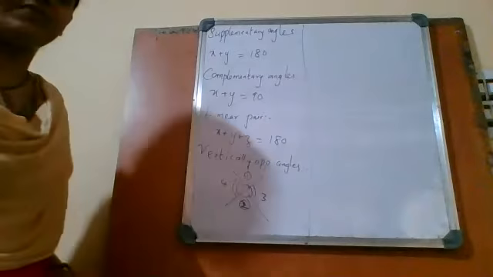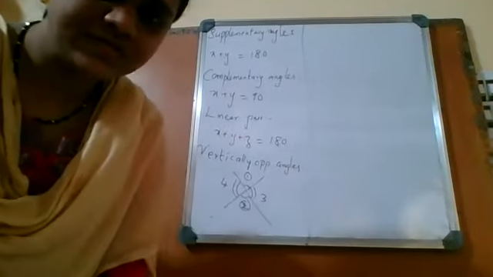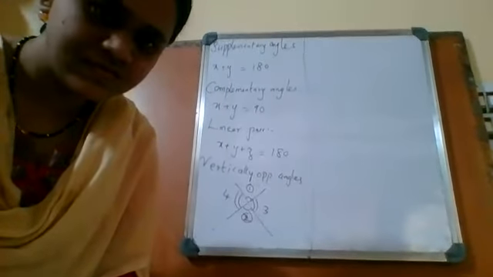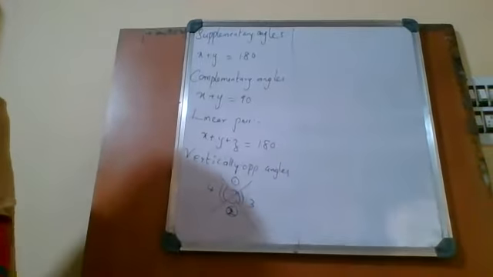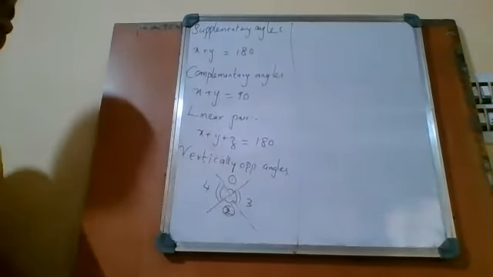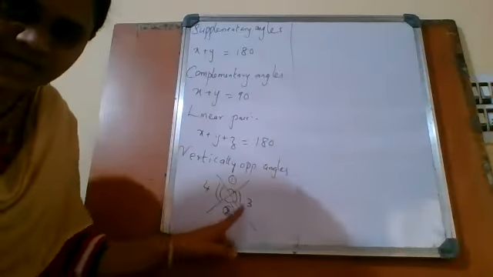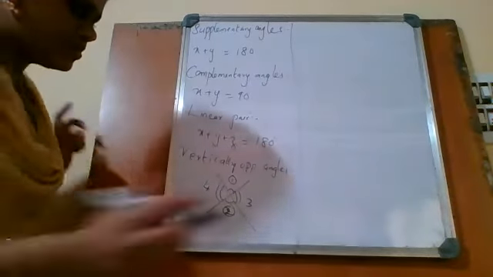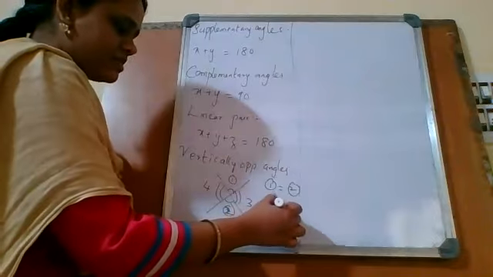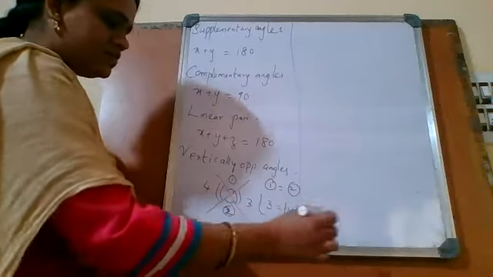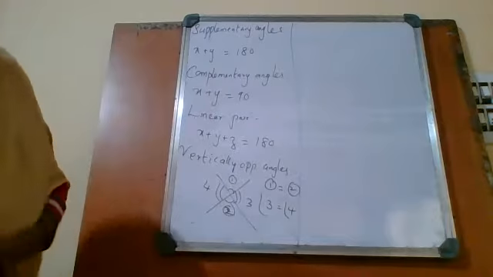According to theoretical proof, the vertically opposite angles are equal. Angle 1 is equal to angle 2 and angle 3 is equal to angle 4. By the property, angle 1 is equal to angle 2 and angle 3 is equal to angle 4. Is that clear? Next, adjacent angles.